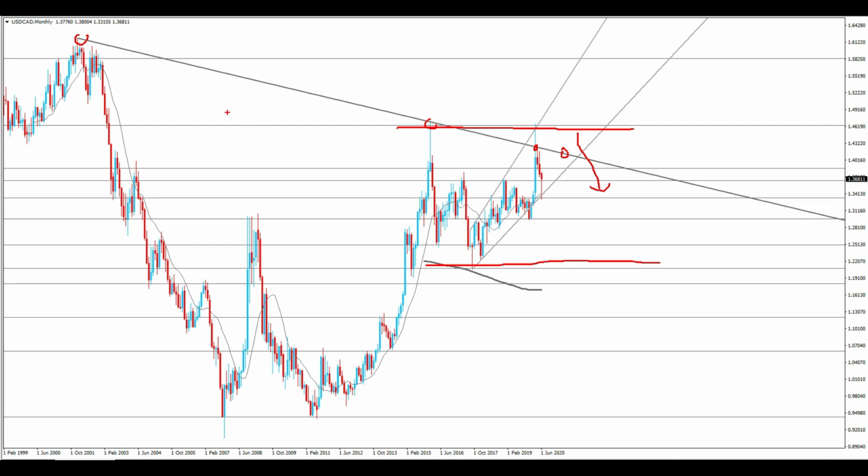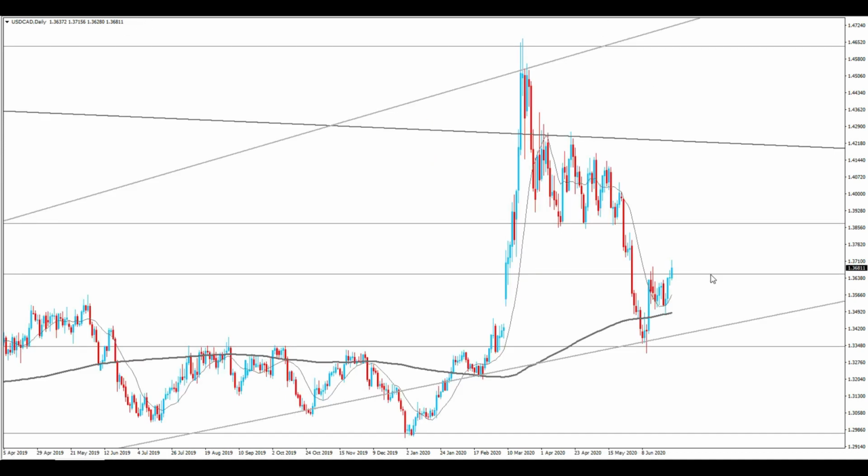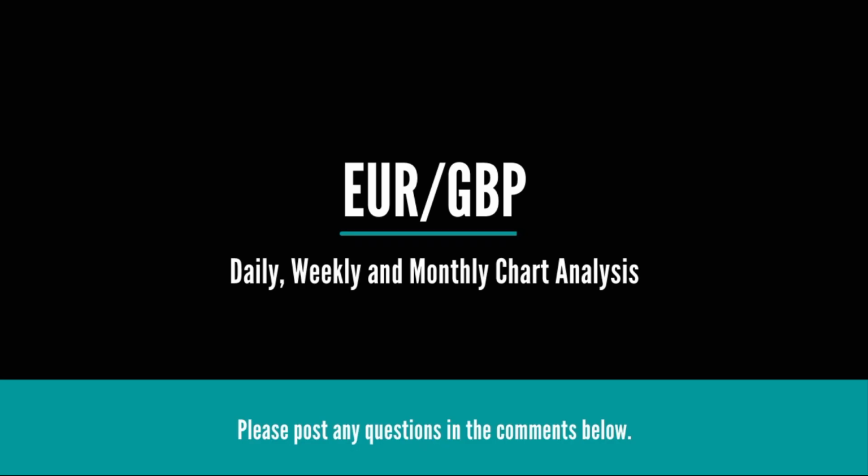So if we go back to the daily, we're just looking for price to carry on moving up, have some rejection around here or break through the level, have some rejection, retest the same level and go up for next week. Okay, so we're going to move on and analyze Euro GBP.